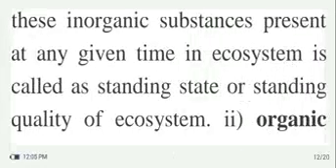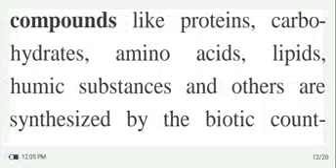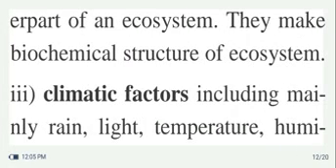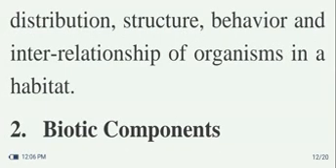The amount of these inorganic substances present at any given time in an ecosystem is called the standing state or standing quality of the ecosystem. Organic compounds like proteins, carbohydrates, amino acids, lipids, humic substances and others are synthesized by the biotic component of an ecosystem. They make up the biochemical structure of the ecosystem. Climatic factors include mainly rain, light, temperature, humidity, wind and air. Then edaphic and other factors such as mineral, soil, topography and pH greatly determine the functions, distribution, structure, behavior and interrelationship of organisms in a habitat.